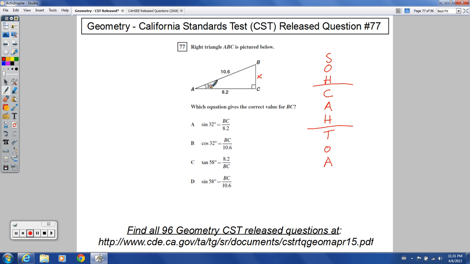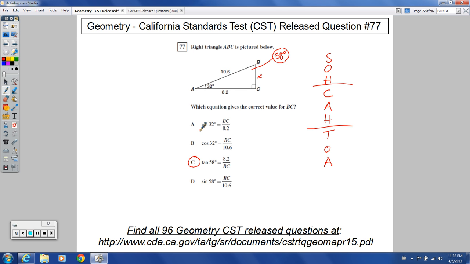But I do know that this is 32 and this is 90, which would mean that right there would be 58 degrees because these three would have to add up to 180. So I could use the tangent of 58 would be 8.2 opposite over x. And I see that right here. I see tangent of 58 is 8.2 over x, which is BC. It's the same thing as BC.